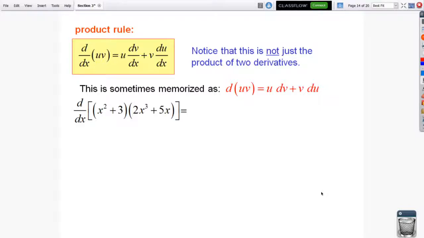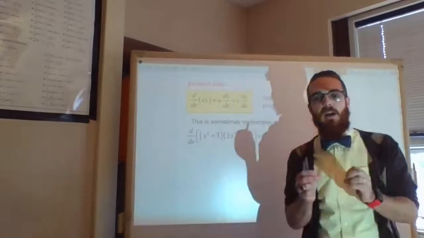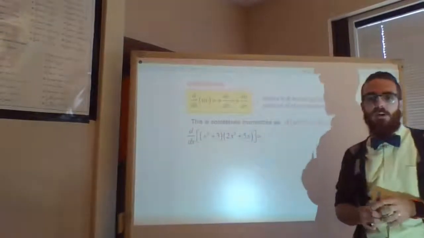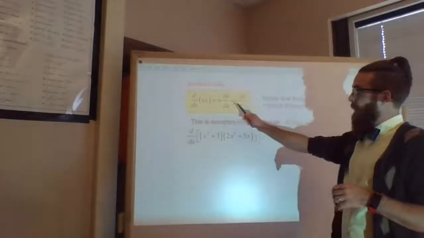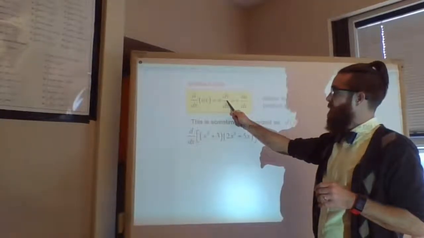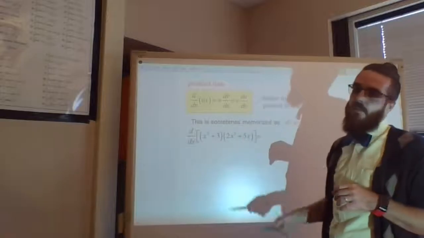Oh my goodness. This one, it's not that bad. You want to write it down, and you definitely want to write down the example for this one. So we have the derivative of u times v is u times the derivative of v plus v times the derivative of u. Notice that this is not just the product of the 2 derivatives. That is the number one mistake that I see when people try to find the derivative of a product of 2 functions. So again, u times the derivative of v plus v times the derivative of u.